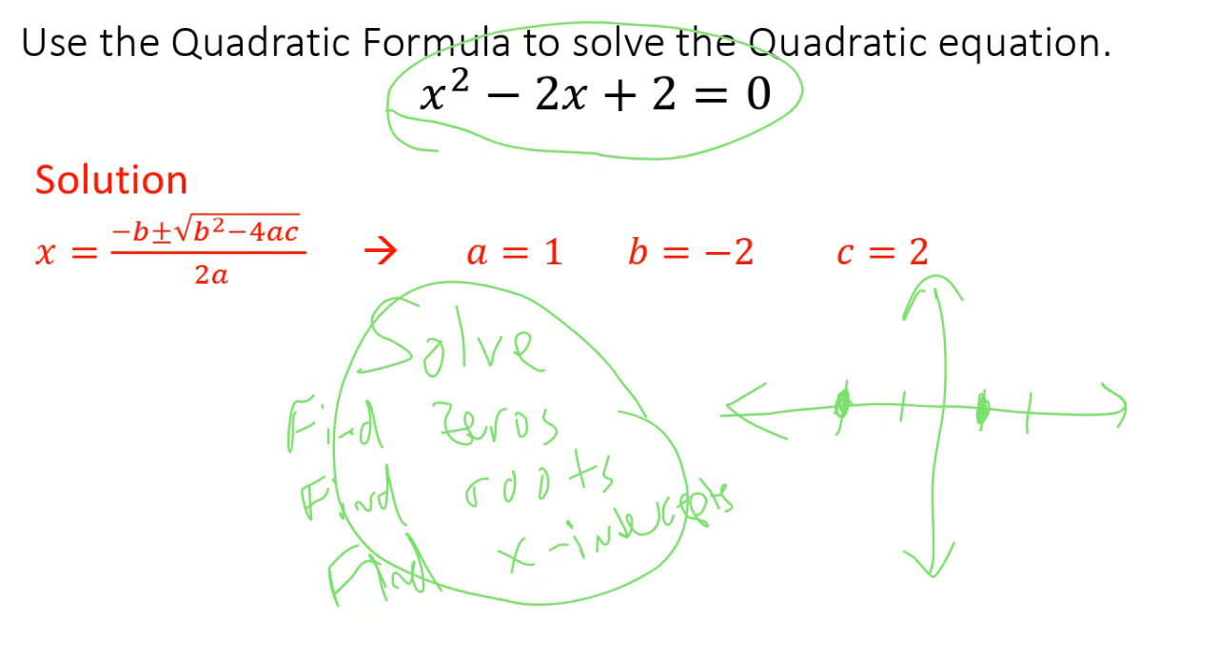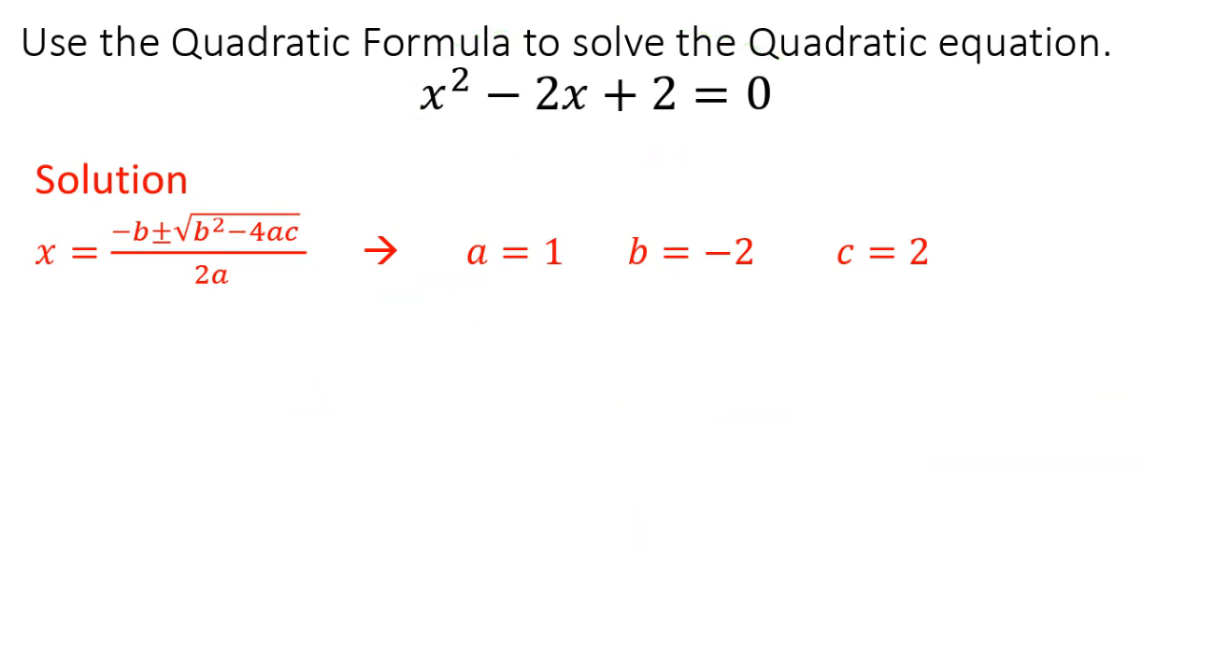So in order to solve for that, you have to let y equals 0, which I did here, okay? So it says use the quadratic formula to solve this equation. So I wrote the quadratic formula in here, x equals negative b plus or minus square root of b squared minus 4ac divided by 2a. Identify your a, b, c. So a is the number in front of x squared, which is 1. b is the number in front of x, which is -2. And then c is 2.